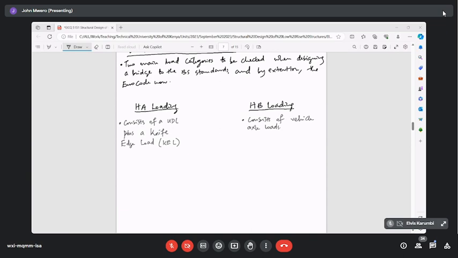Now, beyond here, I will zero in on the HA loading. So let me show you very briefly how the HB loading looks from the standard. I'll just show it to you. We will not put numbers to it, so that you are aware that it exists.